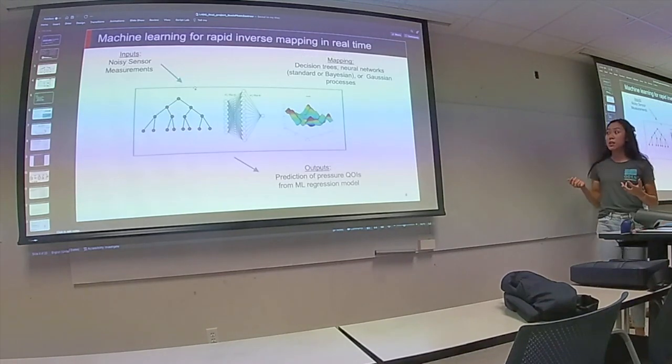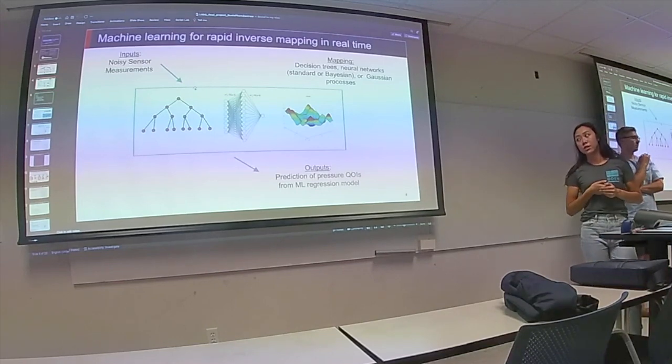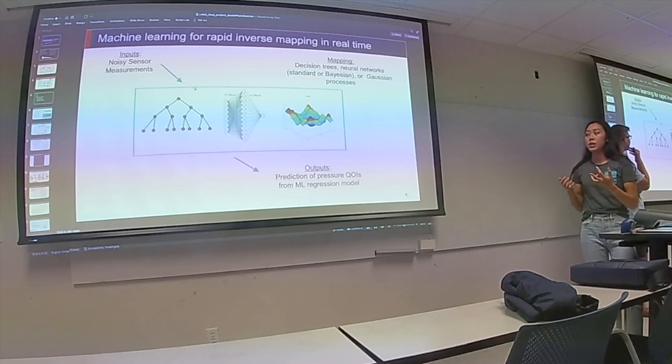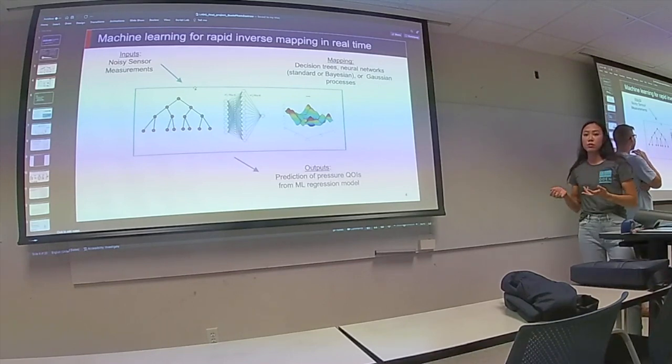So to highlight the three different methods that we're going to be presenting today. The inputs to all three are our noisy sensor measurements. And then the mapping from those noisy sensor measurements are decision trees, which has been done in previous work. And in this project, we're building further on that using neural networks, both standard and Bayesian neural networks, as well as Gaussian processes. And then the outputs from all of those are going to be a prediction of pressure quantities of interest from our machine learning regression model, depending on which model we were using.